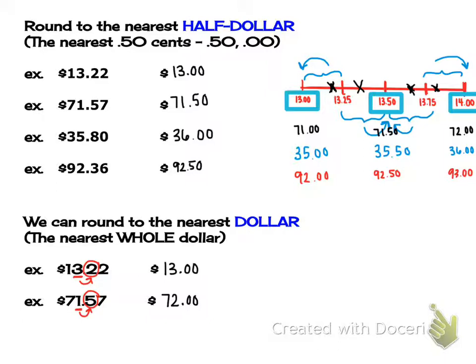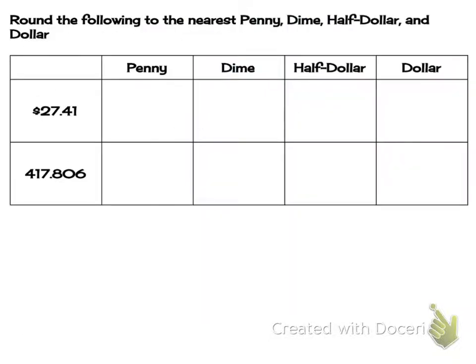Now, in the next activity you're going to do, you're going to be given problems like this next situation on the back of your paper. You're going to be given a number, and you have to take that one number and round it to the penny, the dime, the $0.50, and the dollar. So let's look at 27.41.